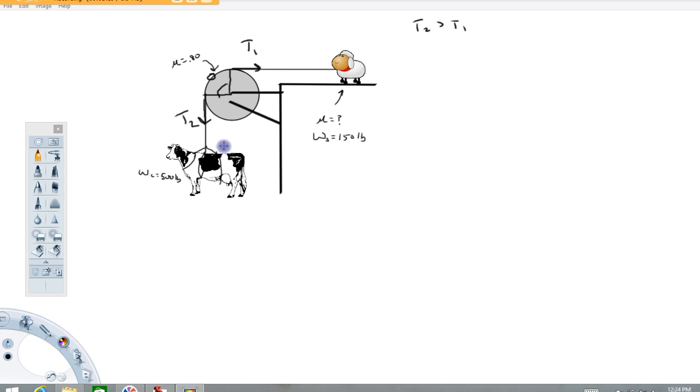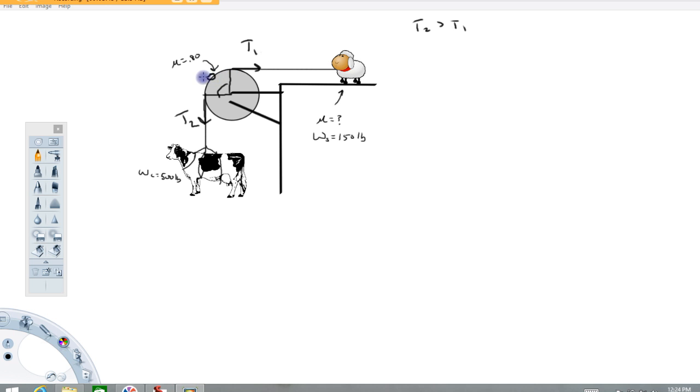Now, a free body of the cow, I'm not going to do it because I want to keep the video short, but a free body of this cow would have tension 2 up, 500 pounds down, and that's it. Sum of all forces in the y direction equals 0, hoping to keep this static, shows that tension 2 would be 500 pounds.